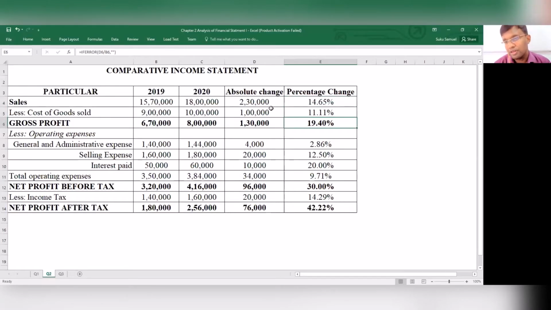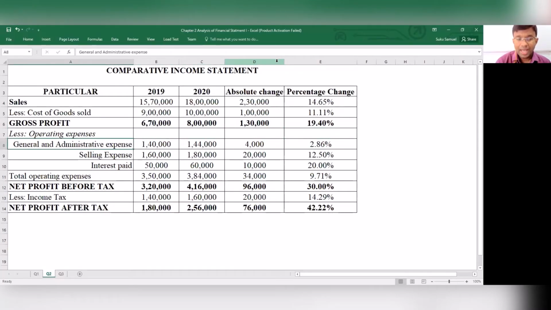Gross profit of the firm has increased by 19.4%. Now, if you notice, with an increase of 14.65% in sales, the company has managed to increase the gross profit by 19.4%. Now, this is something which is good. It talks about efficiency of the organization.